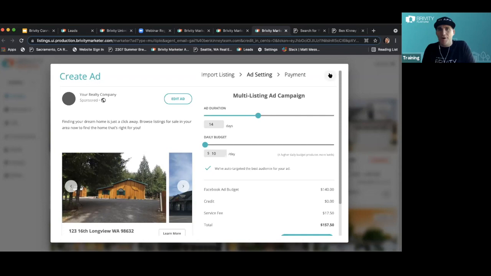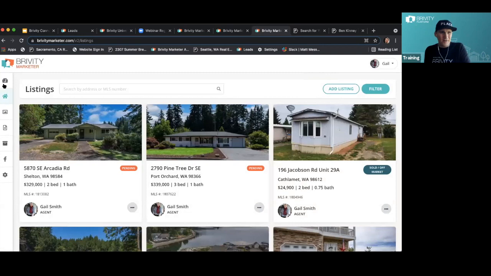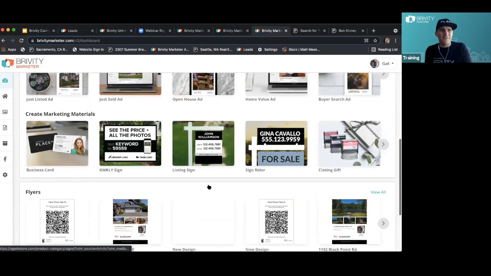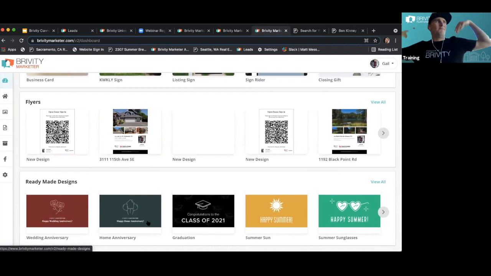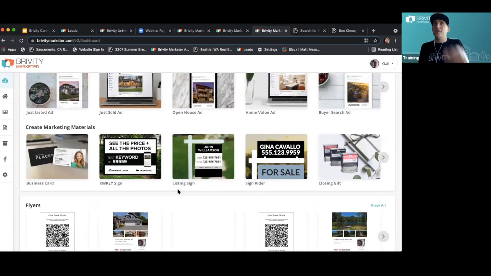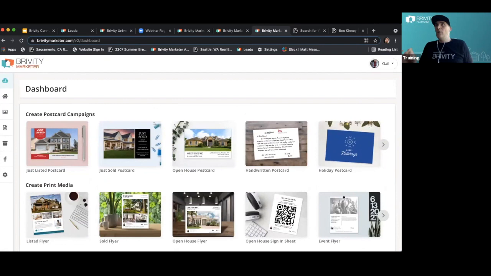The other stuff down here is, again, that easy ability to get to the marketing materials inside of Facebook. And then we've got these ready-made designs. We can just easily grab these designs. They're great for Instagram stories or posting on the socials for any of the different occasions, like congratulations, class of 2021 or happy summer. We're constantly making these things for you guys to get out there and promote your business. So Shannon, you're welcome.